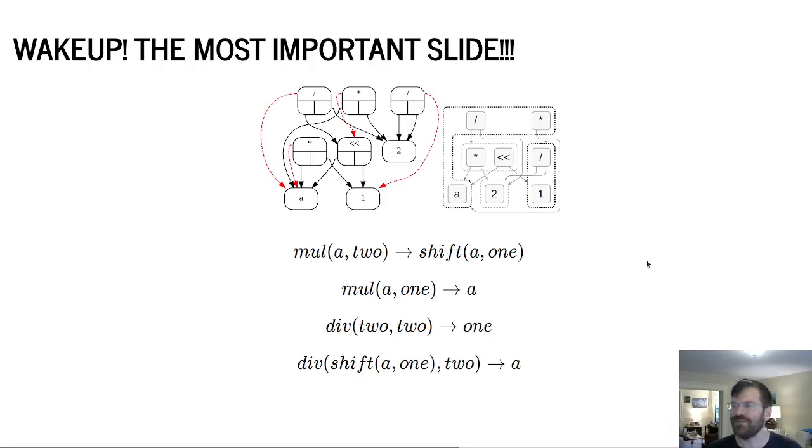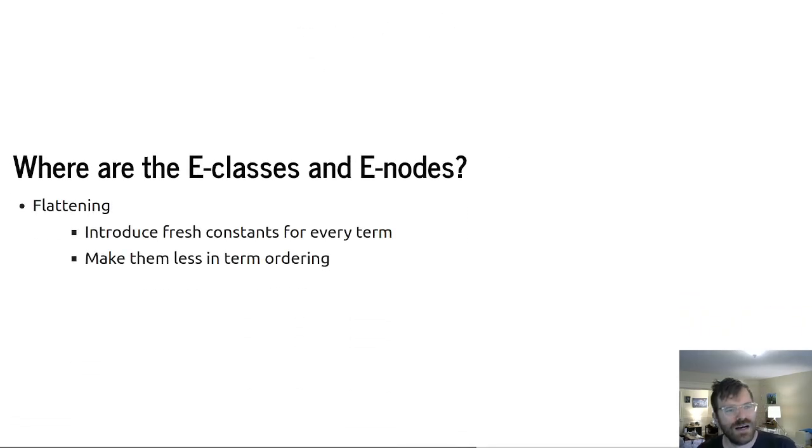If you take anything away from this, this slide is the thing to take away: a compressed ground rewrite system can be diagrammatically represented in an equally compelling way, and maybe in some senses a simpler way. There are fewer concepts involved than in the eGraph diagram. Okay, so what if we wanted to bring the correspondence even closer? Where are the E-classes and E-nodes? So what we can do is flatten. We can introduce fresh constants for every term, such that a term head is only applied to atoms.